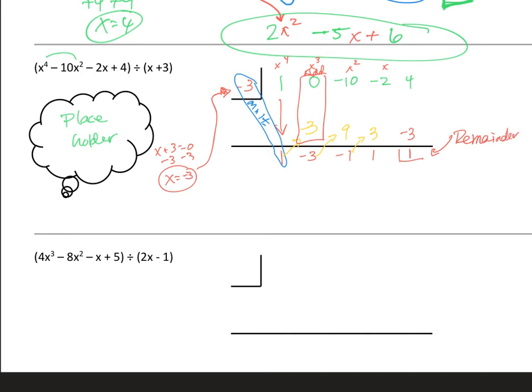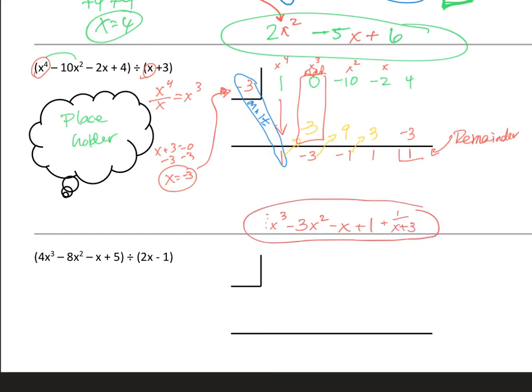Okay, so I know this guy right here is my remainder, okay? So again, these are the coefficients of my answer. I need to know, what do I start with, right? What degree do I start with? Well, if I started with x to the fourth and I divide x to the fourth by x, that is equal to x to the third. So I would have 1 x to the third minus 3x squared minus x plus 1 over x plus 3.